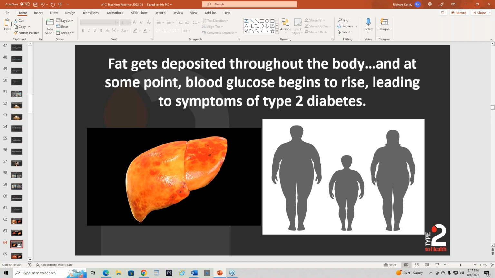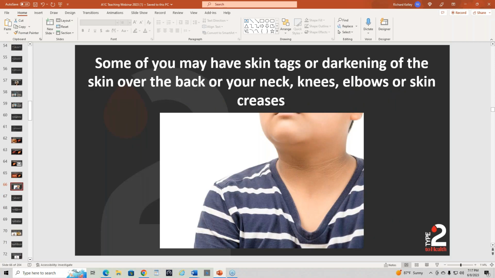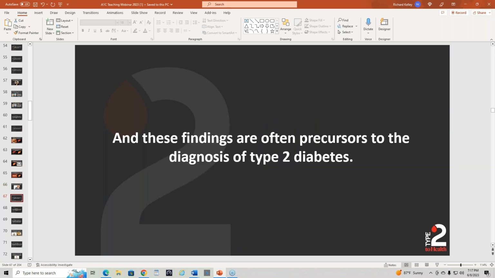And at some point in time, blood glucose begins to rise and it spills out into the bloodstream, leading to the symptoms of type 2 diabetes. Some of you on this web class today may have been told that you have elevated liver enzymes, specifically ALT or AST, or that you have fatty infiltration of the liver or simply fatty liver. Some of you may have skin tags or darkening of the skin over the back of your neck, your knees, your elbows, or your skin creases. And these findings are often precursors to a diagnosis of type 2 diabetes down the line.